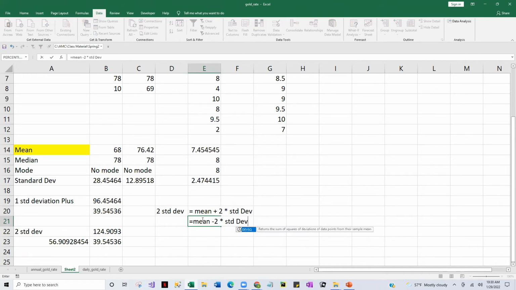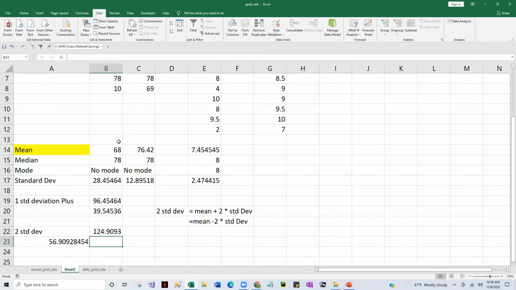Then instead of 39.54, wouldn't it be like 11.1? Yeah, let me check that. You got it. What I have done is the formula is not right. Let's check this again. So it is mean minus this. You're right, it is 11.9. So your second standard deviation is saying 95% of your data is going to be between 11 and 150.